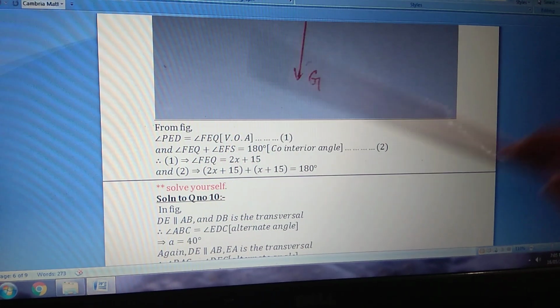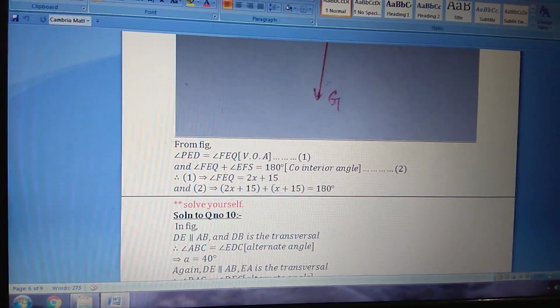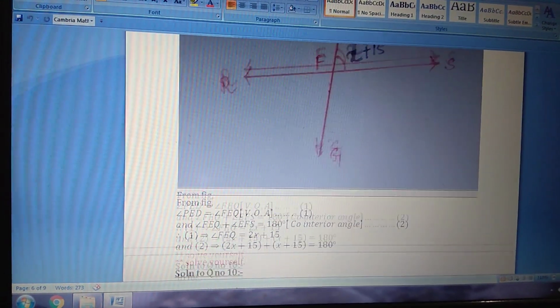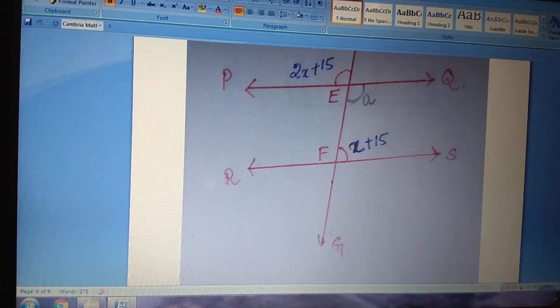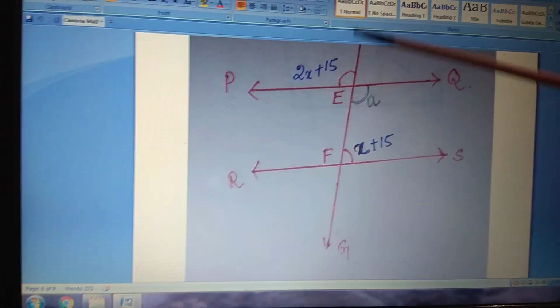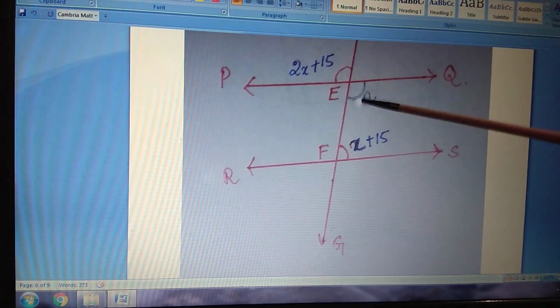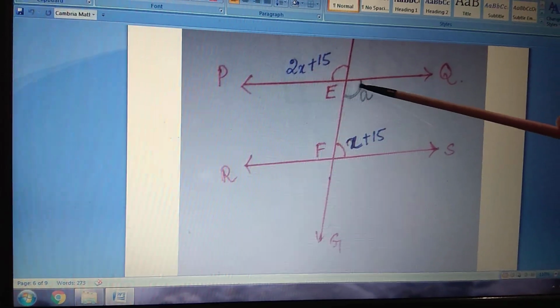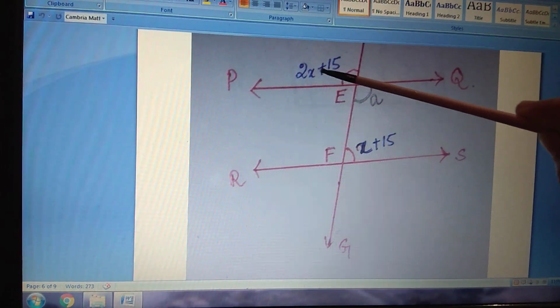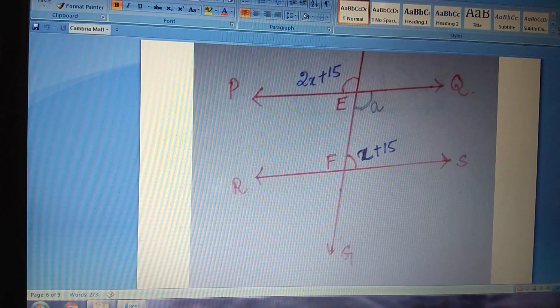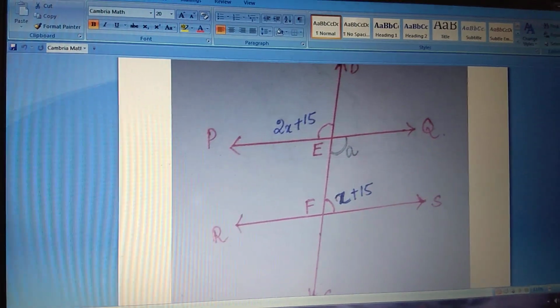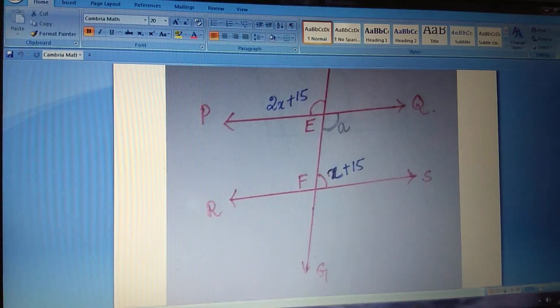are vertically opposite angles. So let's see what is PED and FEQ. PED, FEQ. These two are vertically opposite angles. So A's value will be 2x plus 15. Then again, the next property we will use.